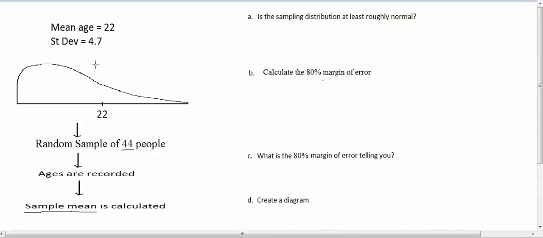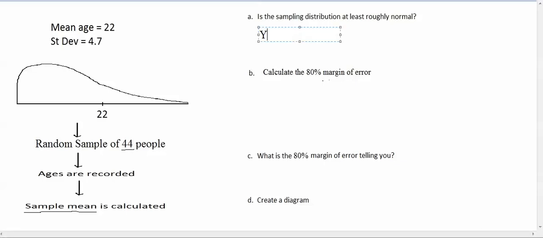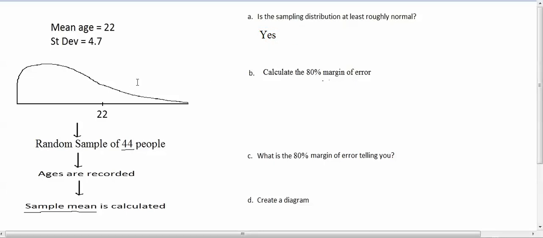In the diagram, we can see that the population isn't normal. The population is skewed, but the sample size is above 30. So the answer is yes. Just one of those two things has to be true for the answer to be yes.